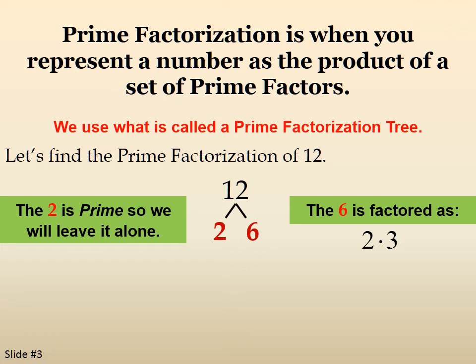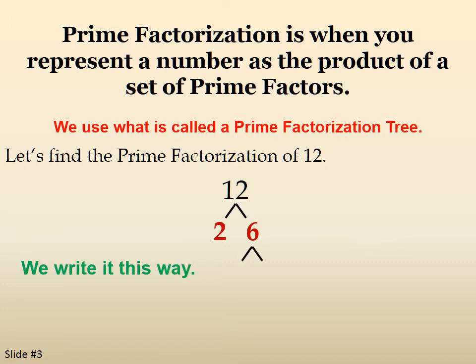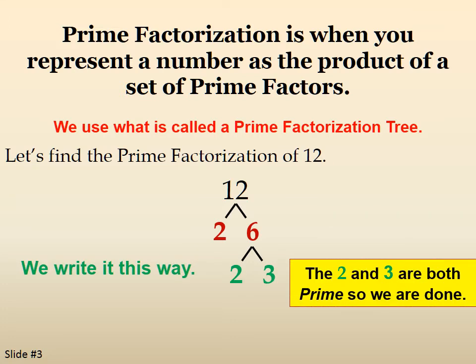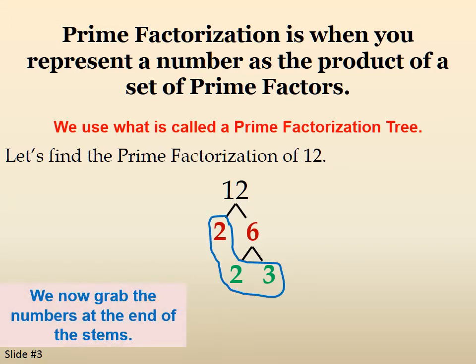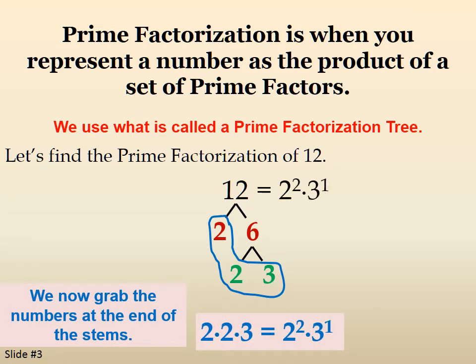The 2 is prime, so we leave it alone. The 6 can be further factored as 2 times 3, and we write it this way. Now, this 2 and 3 are both prime, so we are done. Now we grab the numbers at the end of the stems. Those little lines are stems. So we have 2, 2, and a 3, or 2 squared times 3 to the first. So that is the prime factorization of 12.